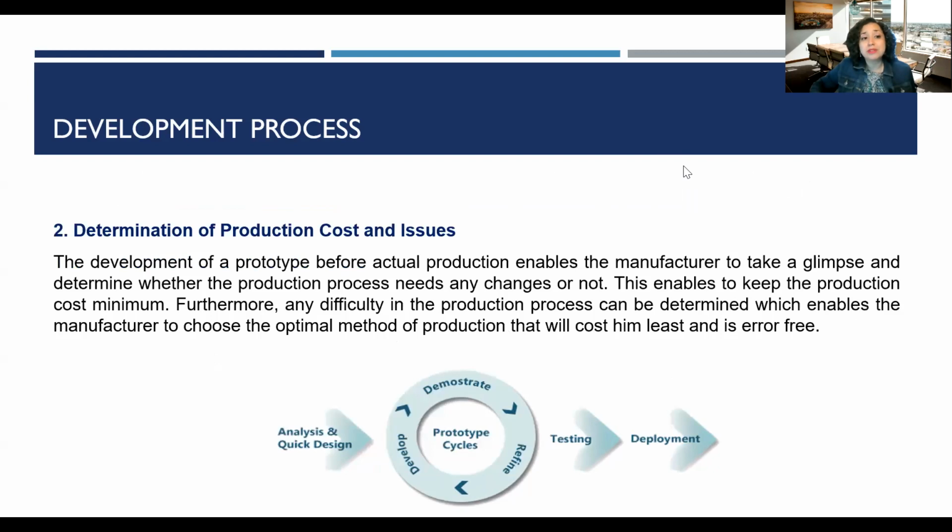Okay, so number 2 will be about determination of production costs and issues. Very important. It's also part of the prototype development process, because if you don't know about the costs, then you cannot really plan for the new product or the changes on the product. So before actual production, it enables the manufacturer to take a glimpse and determine whether the production process needs any changes or not. This keeps the cost to a minimum. Any difficulty in the production process can be determined, which enables the manufacturer to choose the optimal method of production that will cost less and is error-free. So this is about being cost effective.